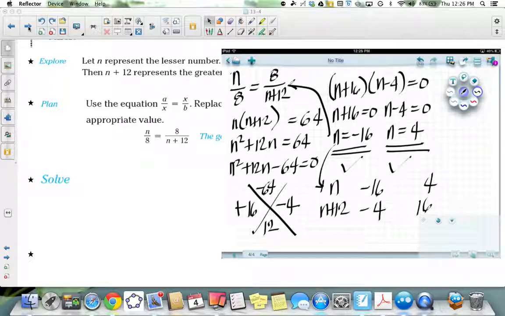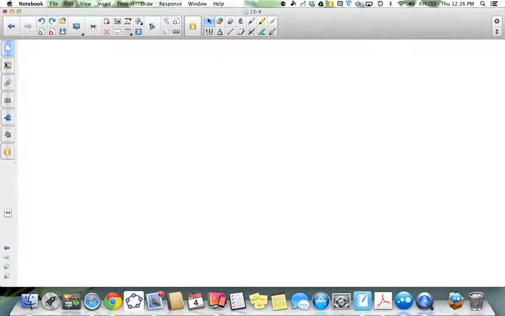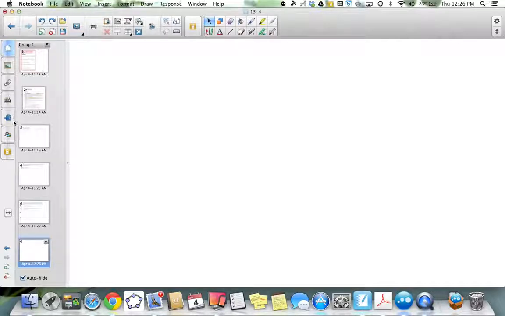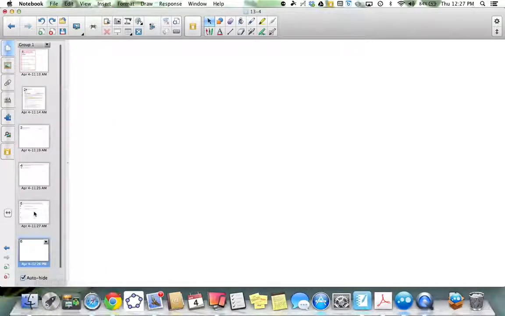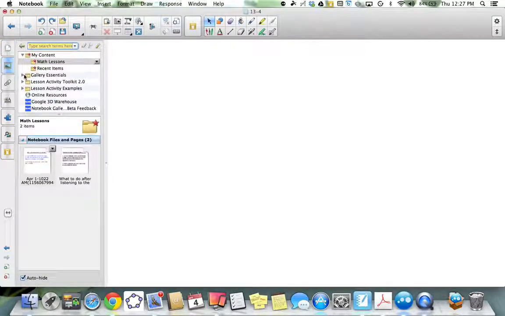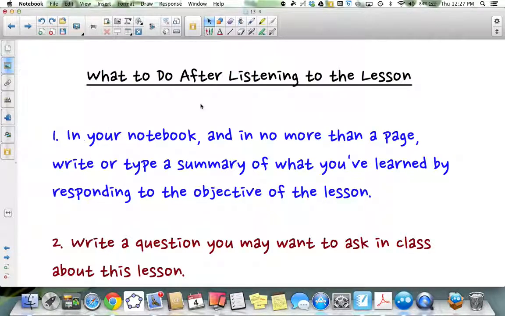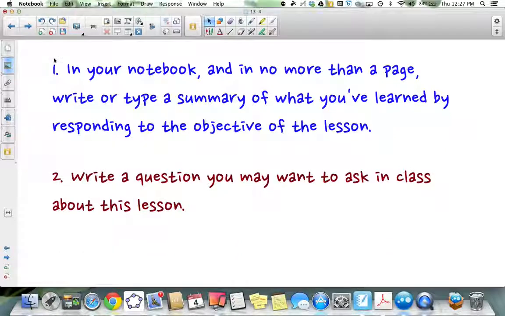So again, after this lesson, what you need to do is this. What to do after listening to this lesson is, in your notebook, in no more than a page, write or type a summary of what you've learned, responding to the objective of the lesson. Write a question you may want to ask in class about this lesson.